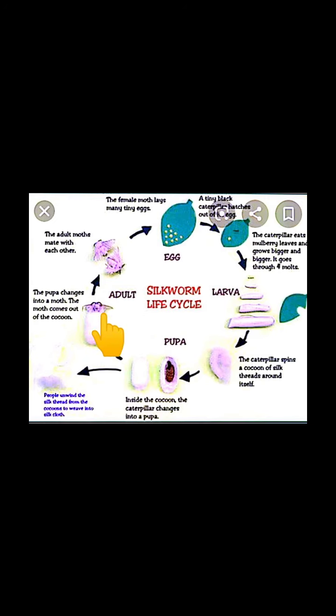You can see a moth coming out of it, starting from the larva to pupa, and pupa changes into moth. And when adult moths mate with each other, again the female moth lays some eggs, and the life cycle repeats. So basically the cocoon is one of the stages in the life cycle of the silkworm. At this stage only, people unwind the silk thread from the cocoon by boiling it in hot water.